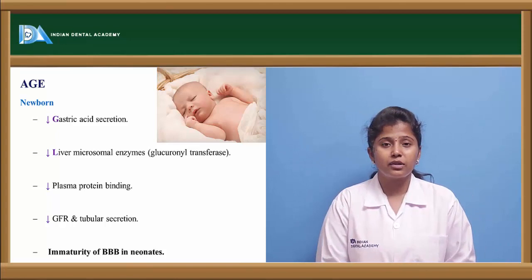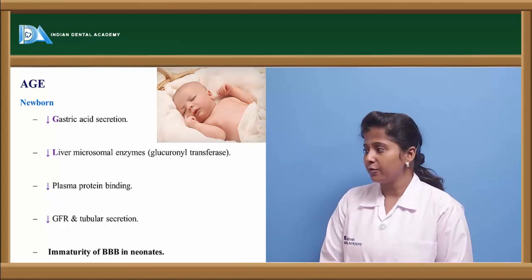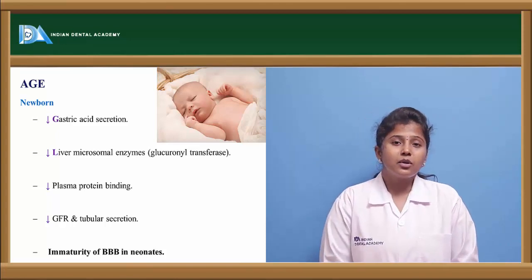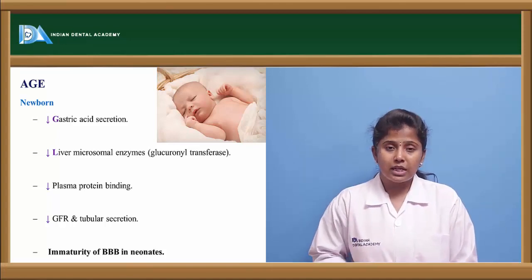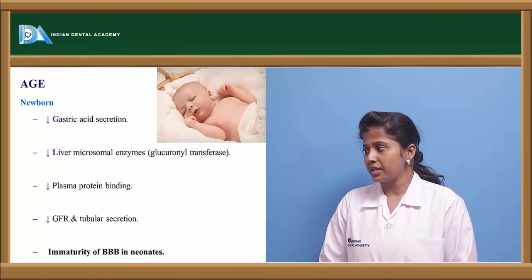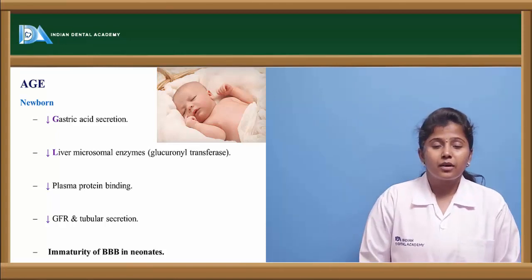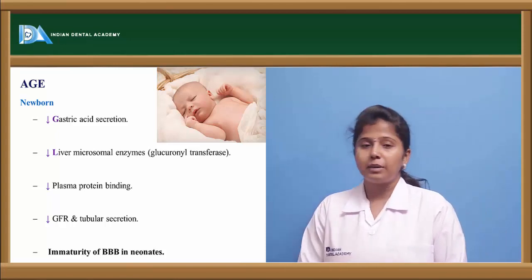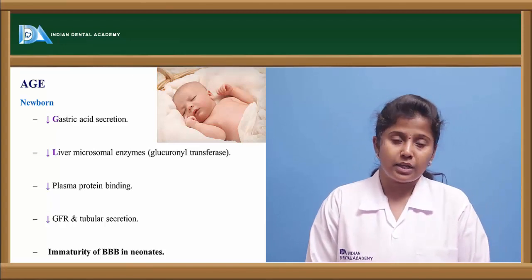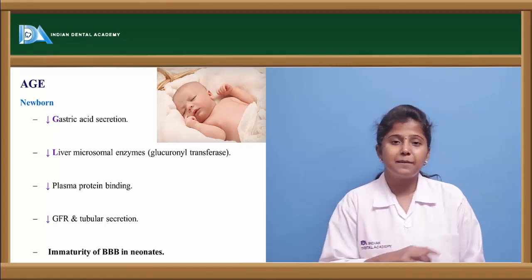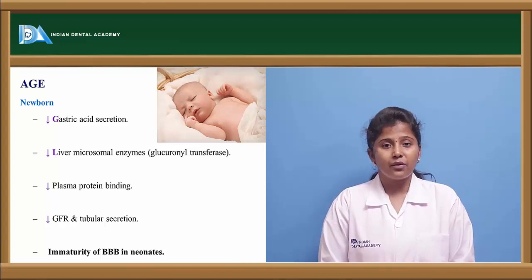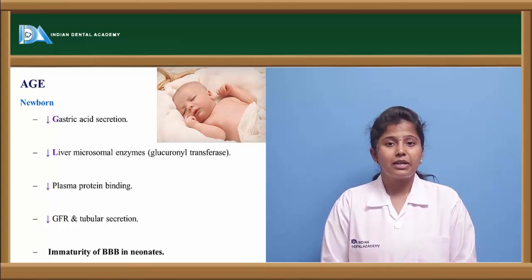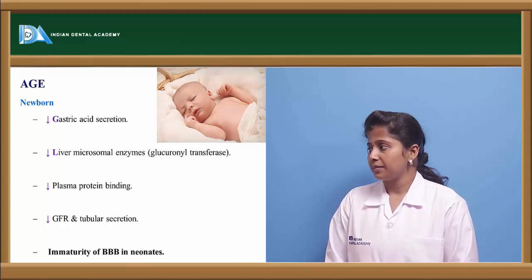So the ability of the drug to bind to the plasma proteins will be reduced, and even the glomerular filtration rate, the rate with which the drugs or molecules are getting filtered in the glomerular apparatus, is reduced. There will also be an immature blood-brain barrier in the neonates. The protective covering which is there for the brain is not even developed yet in the babies.